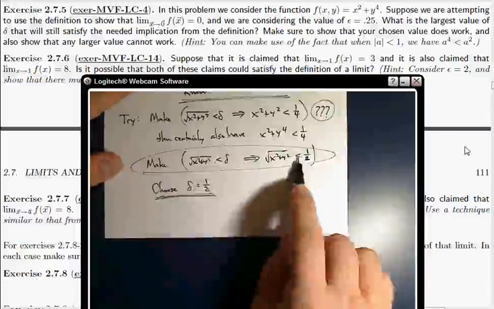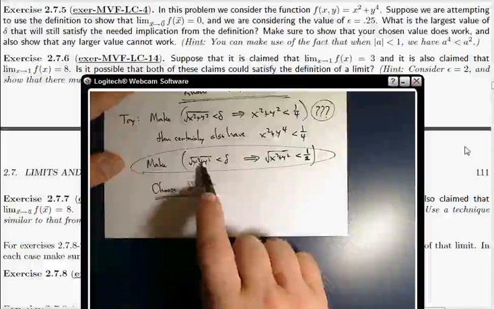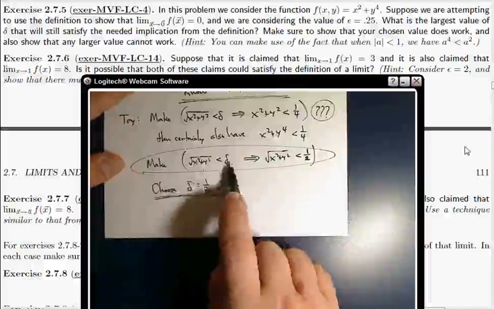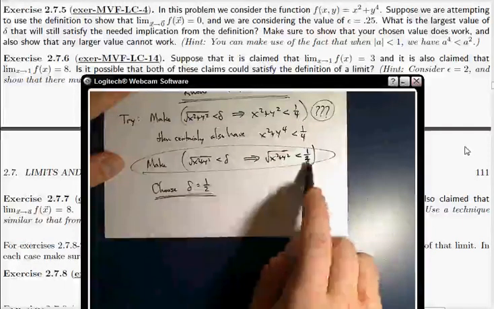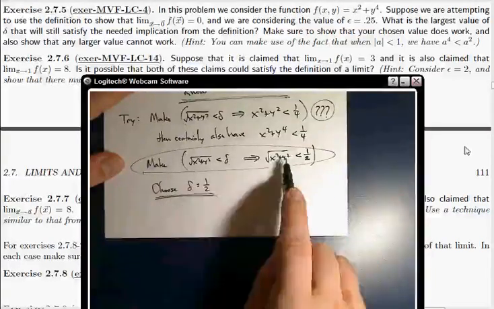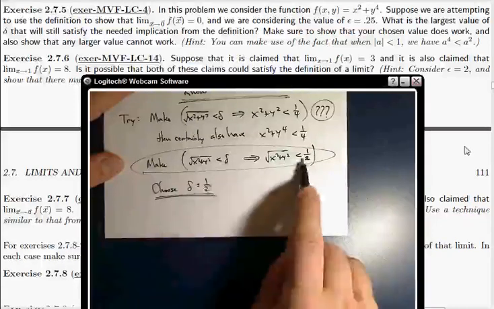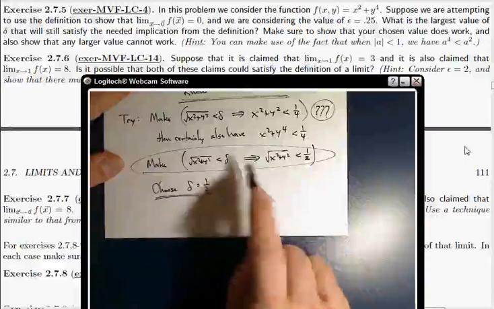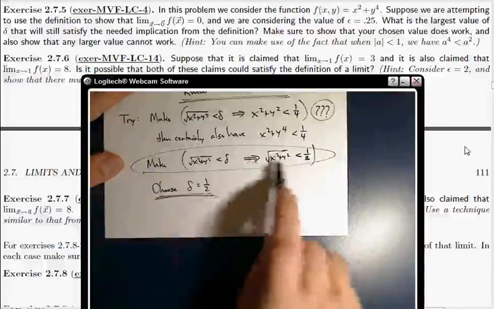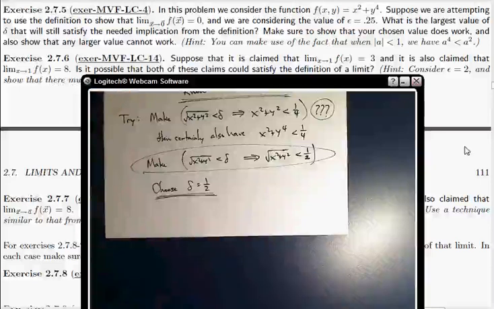And here's the thing: if you can require this expression to be less than some number of your choosing, and you need for that number to be less than a half, what do you want to require it to be less than? If you want it to be less than a half, well, how about I require it to be less than a half? Then it'll definitely be less than a half. If I make this a half, then this implies this statement because they're identical statements. Does that make sense? Yes.